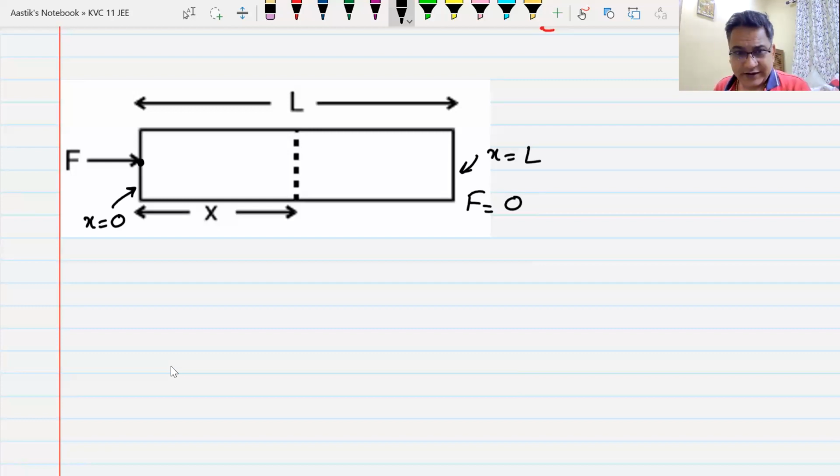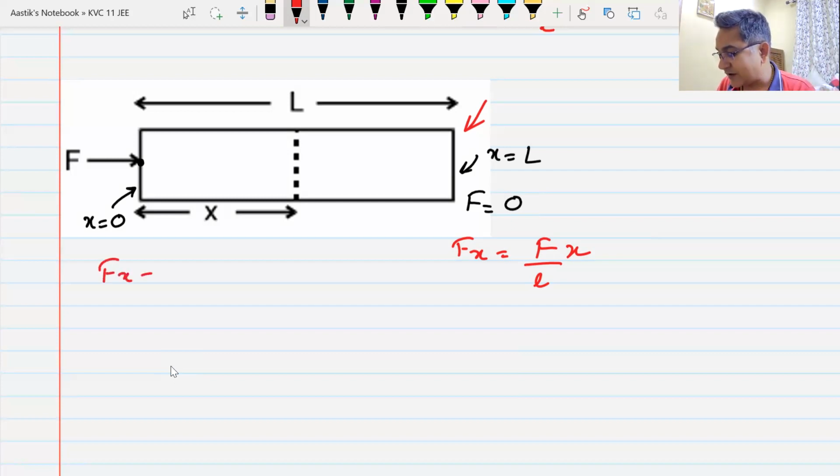If I start from this end, I can easily write the equation of force. If I count x from this end, I can write force at any distance x as total force F divided by L multiplied by x. Yes or no? I don't have to do anything. From the other end, I will write force as a function of x equal to F into 1 minus x by L. That's it. No physics, simple maths.